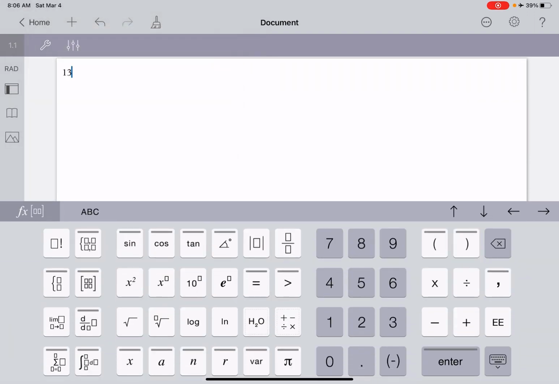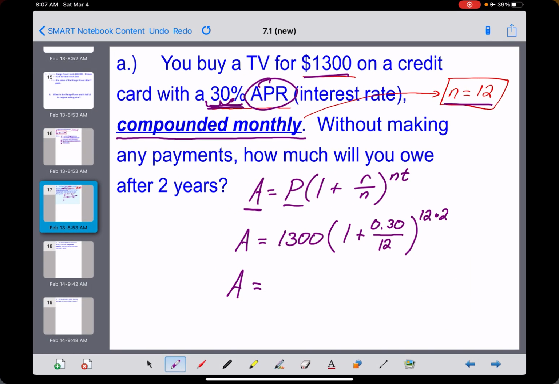So we were borrowing $1,300, and then in parentheses here, it's going to be a 1 plus a fraction now, and our interest rate was 0.30, 30%, divided by 12 times per year, because we're doing everything monthly here. Get out of the parentheses, and take that to a power of n times t, 12 times 2. And survey says, take a look, everybody, your $1,300 TV from Best Buy is now going to cost you $2,351 and 34 cents.